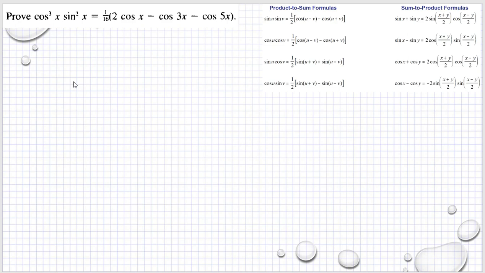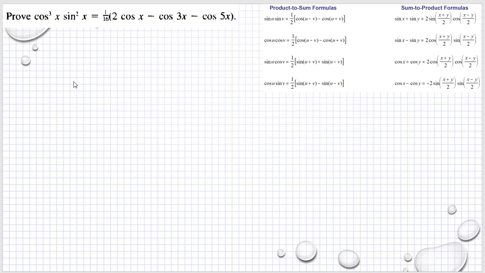Okay, let's try. Prove cosine cubed x sine squared x is equal to 1/16 multiplied by 2 cosine x minus cosine 3x minus 5 cosine 5x. Let's see if we can do that.